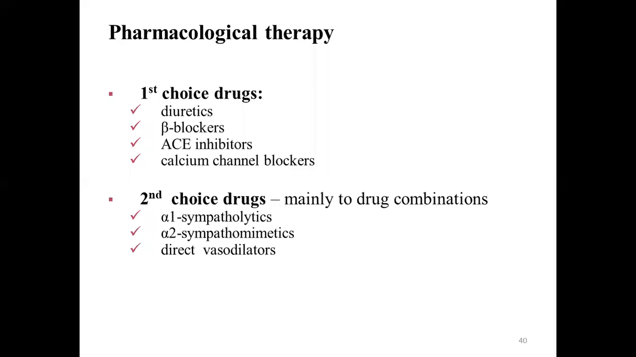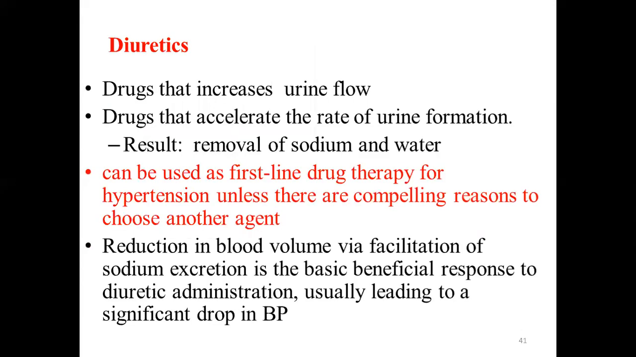Then, in case of resistance, the second line treatments are actually vasodilators, alpha-1 blockers, alpha-2 sympathomimetics, and even direct vasodilators. So let me take you through diuretics. Diuretics can increase urine outflow, promoting removal of fluid from the body in the form of urine. Most of them, as a result, remove sodium and water from the body.